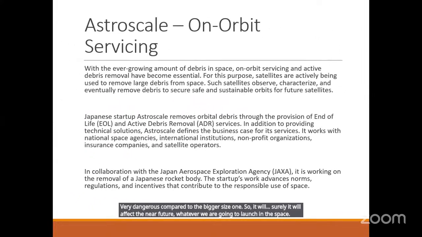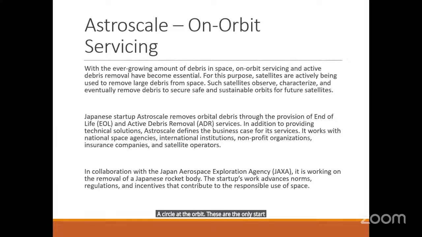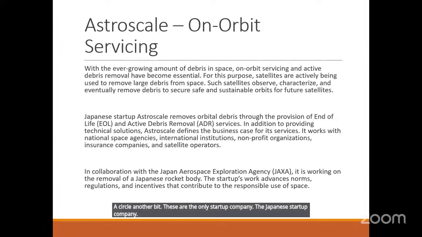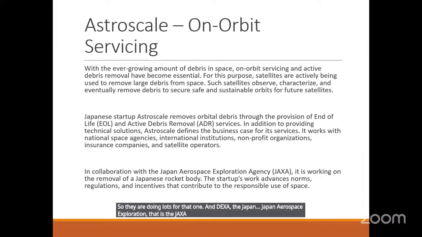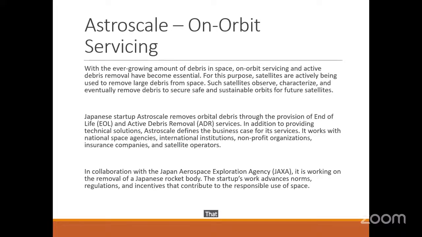Astroscale and Orbit are Japanese startup companies, so they are doing a lot in this area. And JAXA, the Japan Aerospace Exploration Agency, is working on the removal of Japanese rocket bodies. Startups work on advanced norms, regulation, and incentives that contribute to the responsible use of space. That will help. I already told you that.